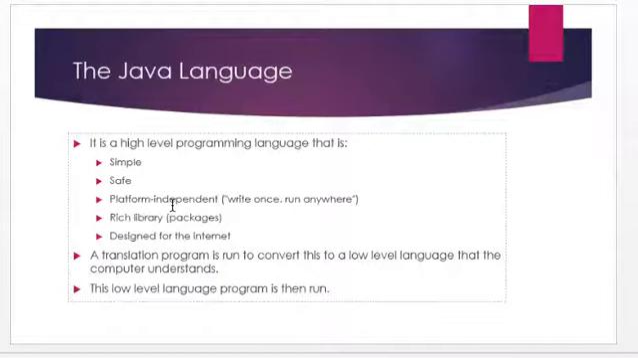Just remember that it's safe. It's got a lot of rich libraries, packages that we can use in writing it. So basically, one thing, it's an object based language. So one thing I would just tell you to remember when you want to do Java programming is that it is all about objects. Almost all object oriented programming languages are about objects, manipulating objects.